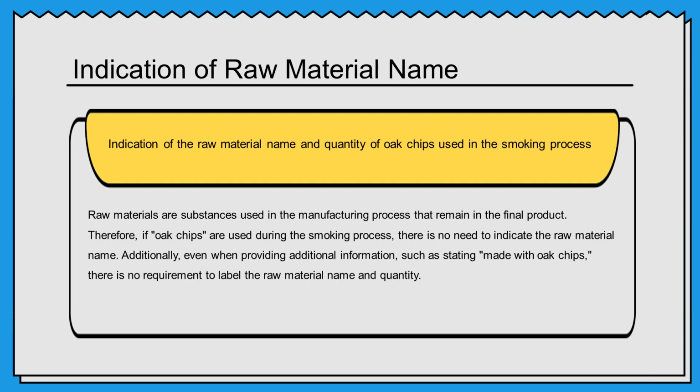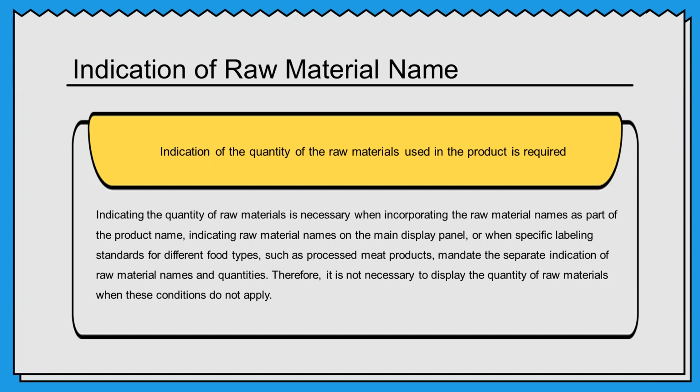Raw materials refer to substances used in the manufacturing process that remain in the final product. Therefore, if oak chips are used during the smoking process, it is not necessary to label them as raw material names. There is no absolute requirement to indicate the quantity of raw materials used in the product. However, if raw material names are incorporated as part of the product name, indicated raw material names on the main display panel, or if specific labeling standards for different food types mandate the separate indication of both raw material names and quantities, then such information must be displayed.